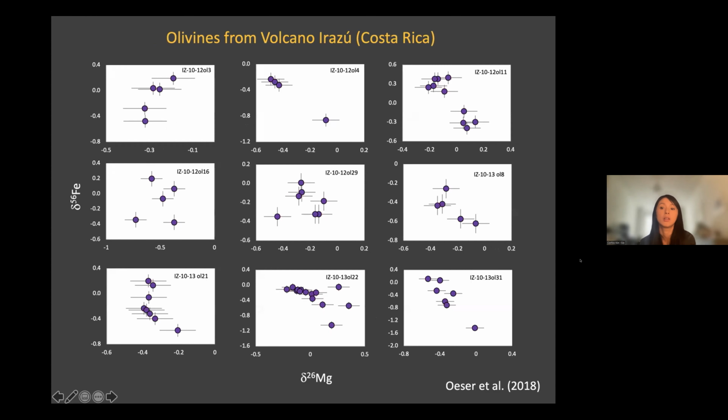So moving on to another paper by Oeser, 2018. It's olivines from a volcano in Costa Rica, where each panel, again, is a different crystal, where you sometimes see nice correlation, but sometimes no correlation or even slightly positive correlation. So in this case, 3 of these grains again show more complex history, or they may just not be suitable for diffusion chronometry purposes.